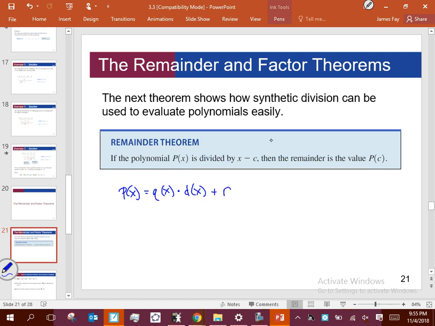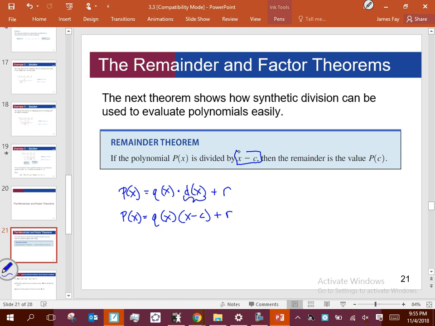Well, right now we're saying it's divided by x minus c. So we're saying p of x is going to be my quotient q of x. Now my divisor is x minus c, so I'm going to replace this with x minus c, plus then my remainder. Now my remainder is not going to be variable, so it's not r of x, because it's just going to be a constant.